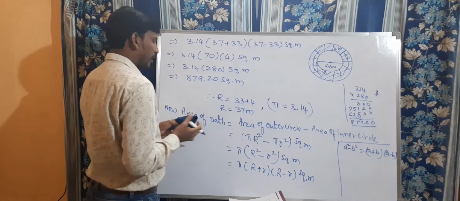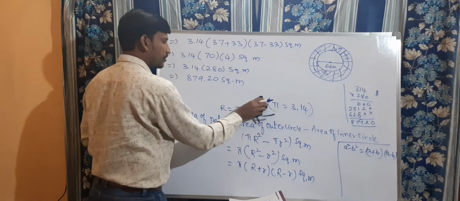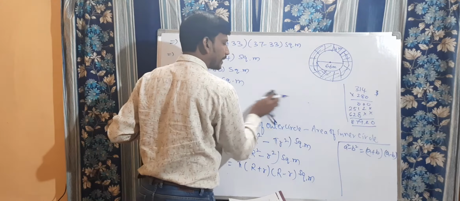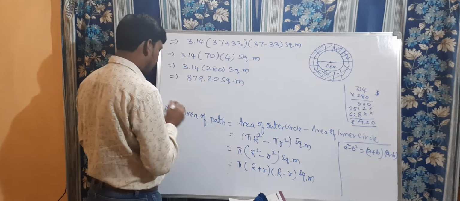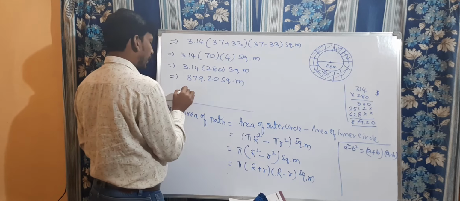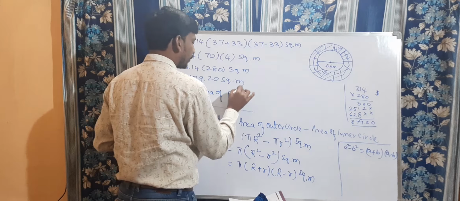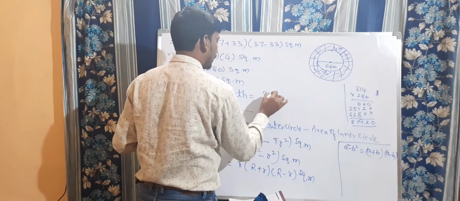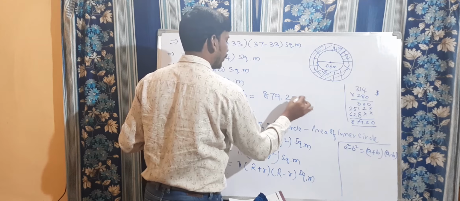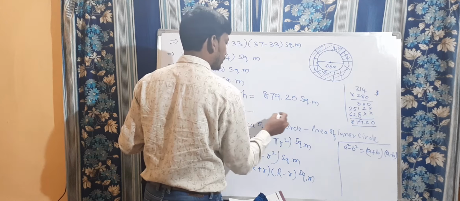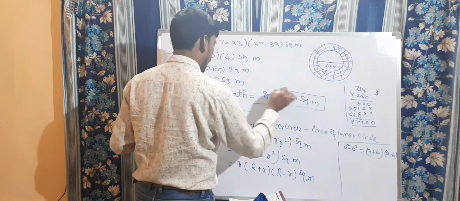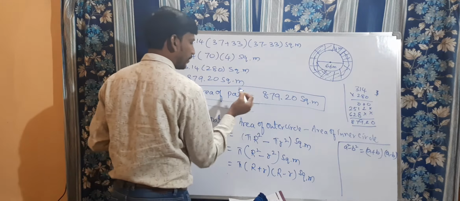So therefore here, what is the area of the path? Therefore the area of the path is equal to 879.20 square meters, or meter square. So this is your answer. Right, children? Please copy this.